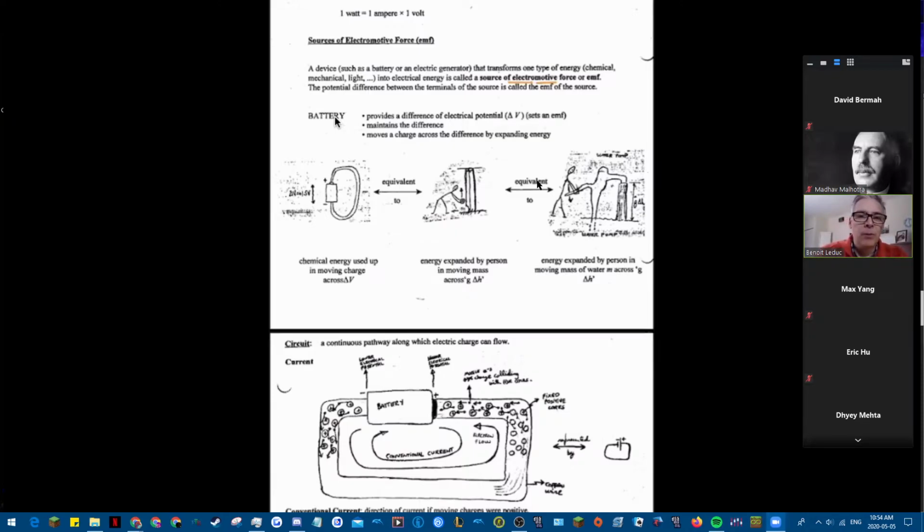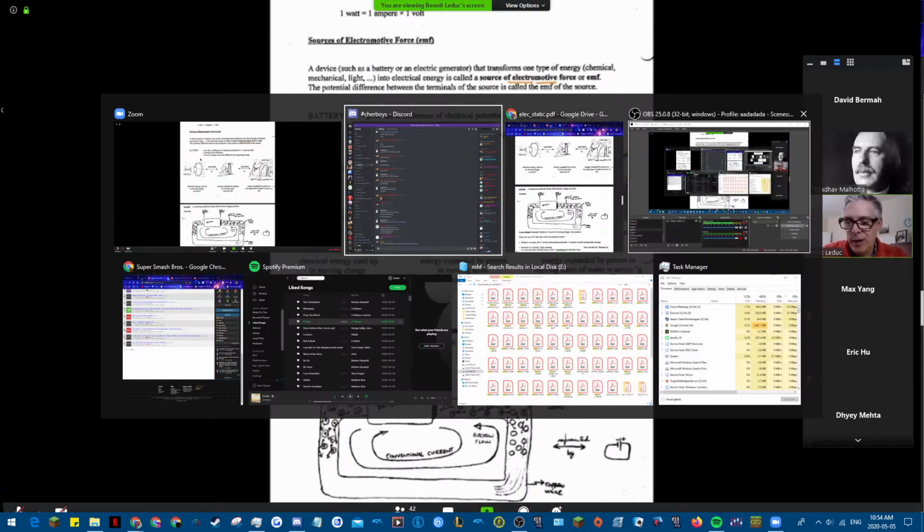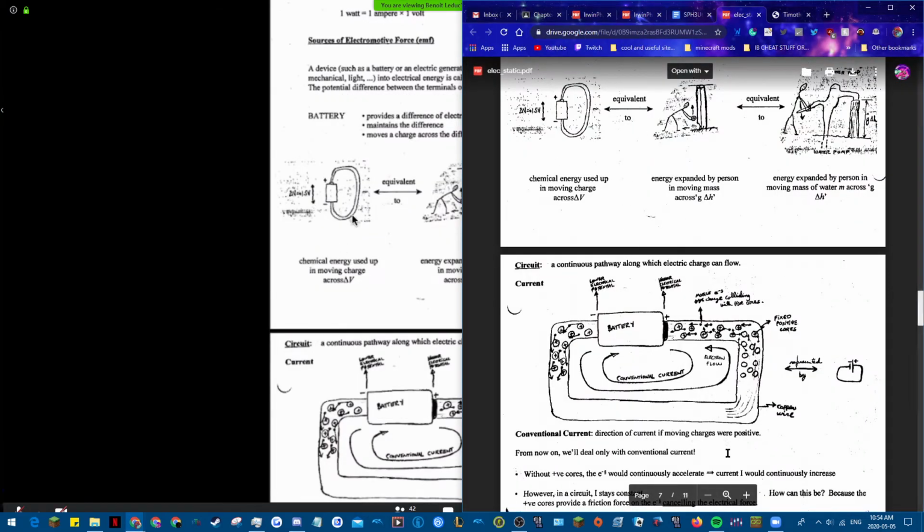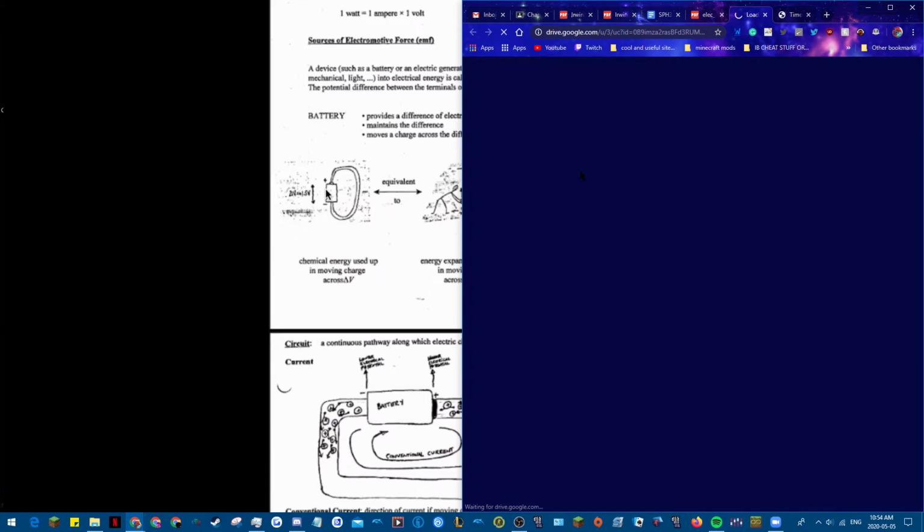Okay, so the role of the battery is to provide a difference in electrical potential, to maintain the difference, and to move a charge across the difference by expending energy. So this one here, never do this, by the way. This is a short circuit. Don't do that. You might fry the battery.